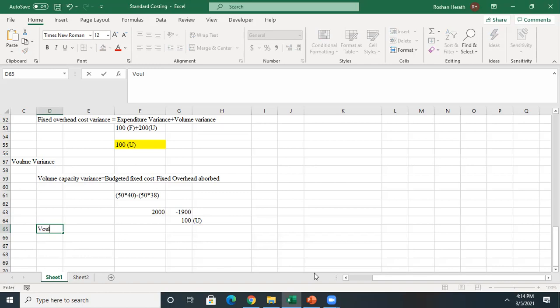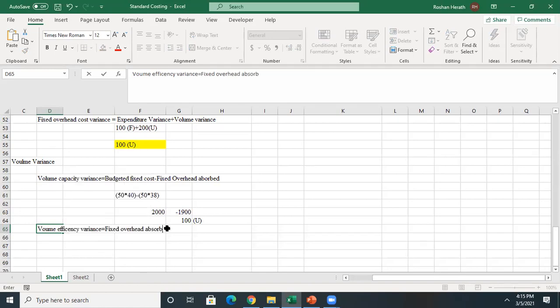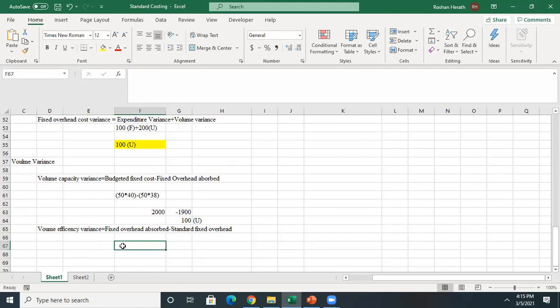The volume efficiency variance. So when it comes to the volume efficiency variance, you can start with fixed overhead absorbed. Start from fixed overhead absorbed, where you stopped there, absorbed into standard fixed overhead. Actually absorbed at 50 per hour for 38 hours worked.